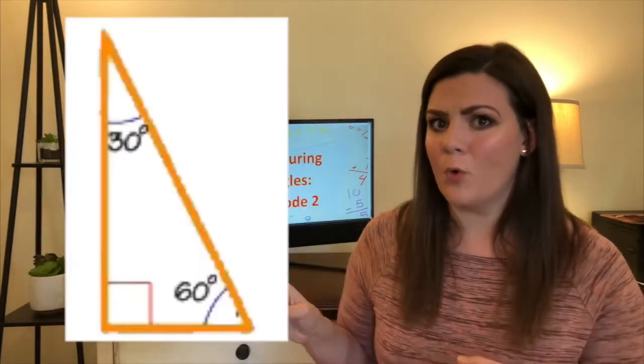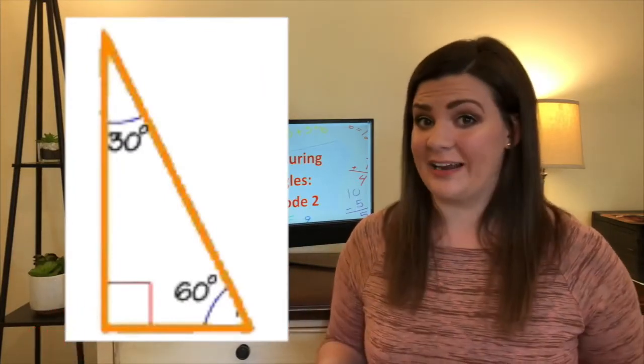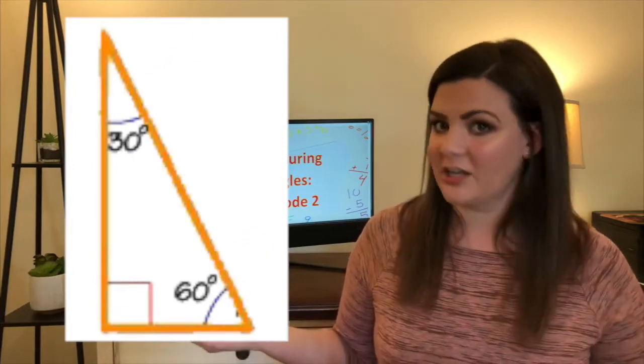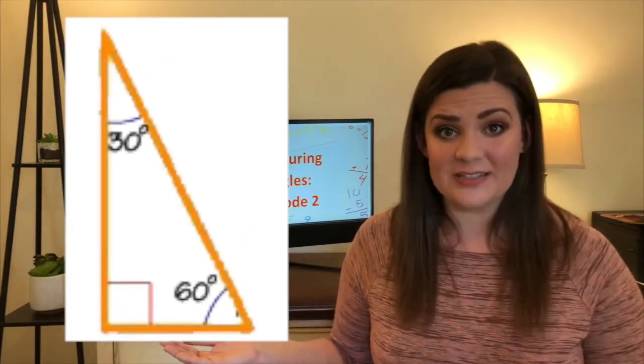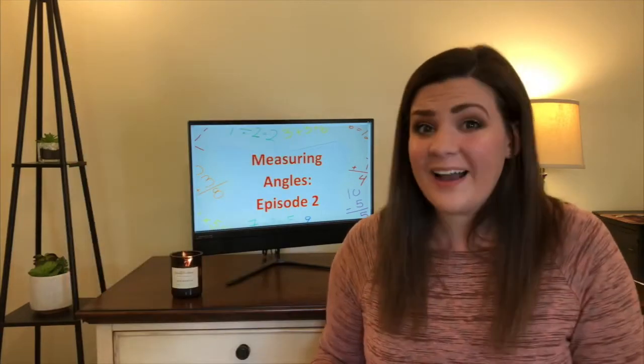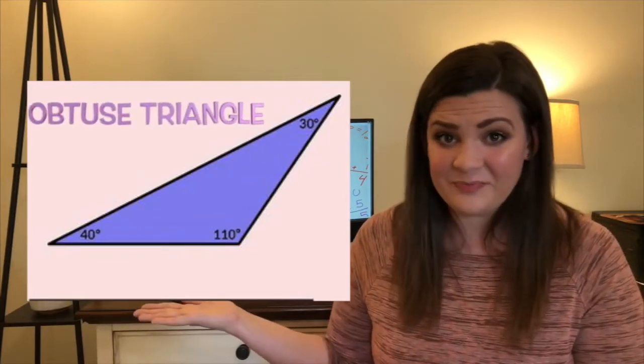Let's look at one more right triangle. Notice that it has one right angle that measures 90 degrees and 2 angles that measure less than 90 degrees, which make them acute. Because of these measurements, we know that we can classify this triangle as a right triangle. What kind of triangle is this? Did you say an obtuse triangle?